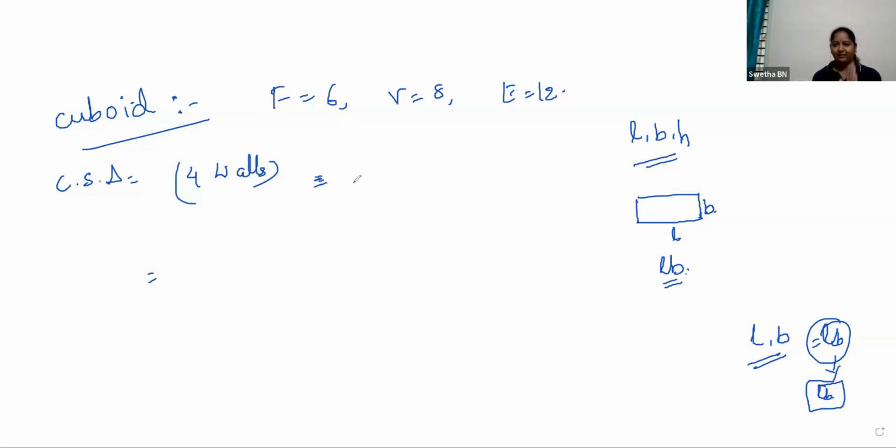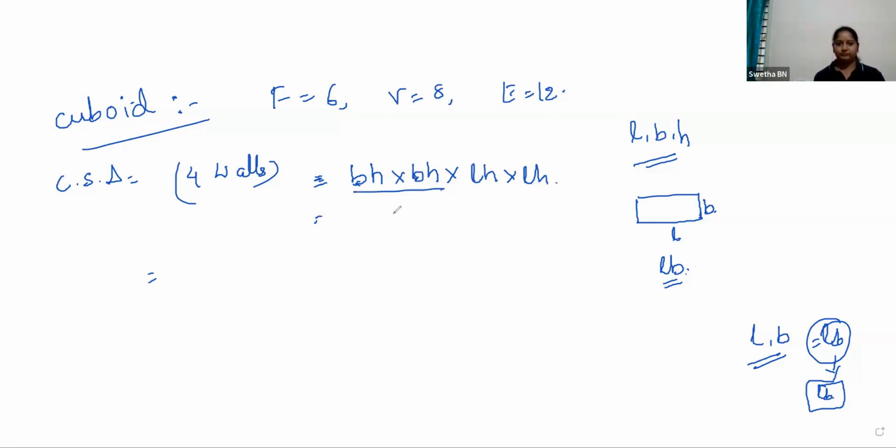Now tell me, what is the area of each wall? Ma'am, height into base. Base into height. Yes, base into height, and the opposite wall is also base into height. For the other pair, ma'am, height into length. Length into height, very good. LH, and the opposite also L into H. So here we are taking only 4 walls and we have taken the area of the 4 walls.